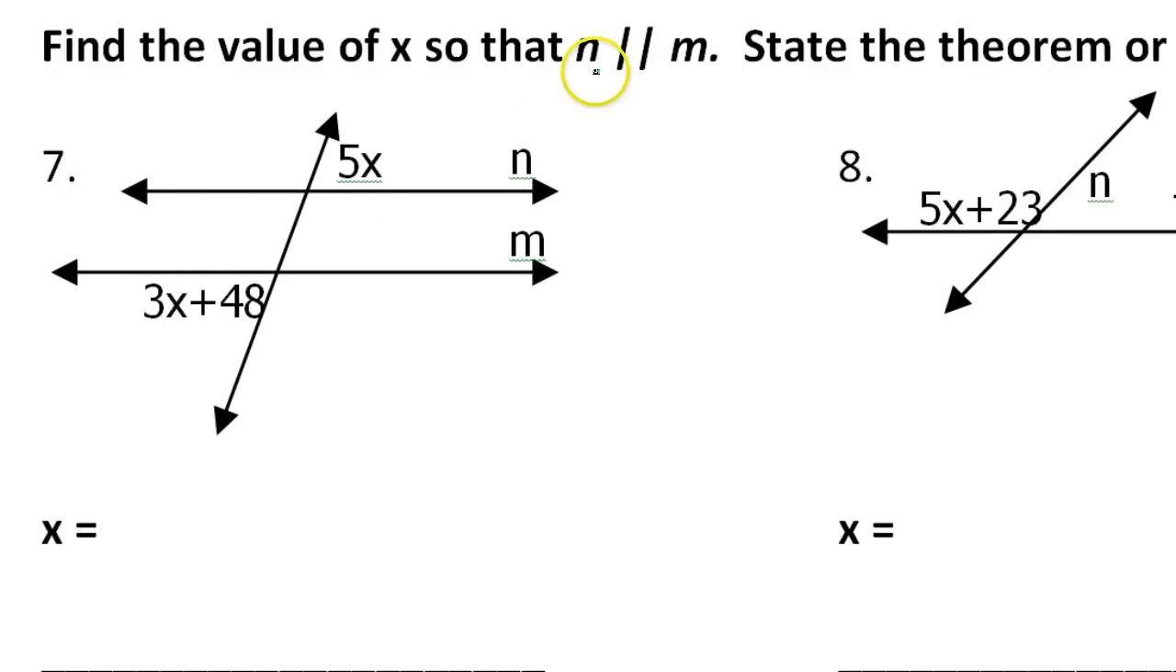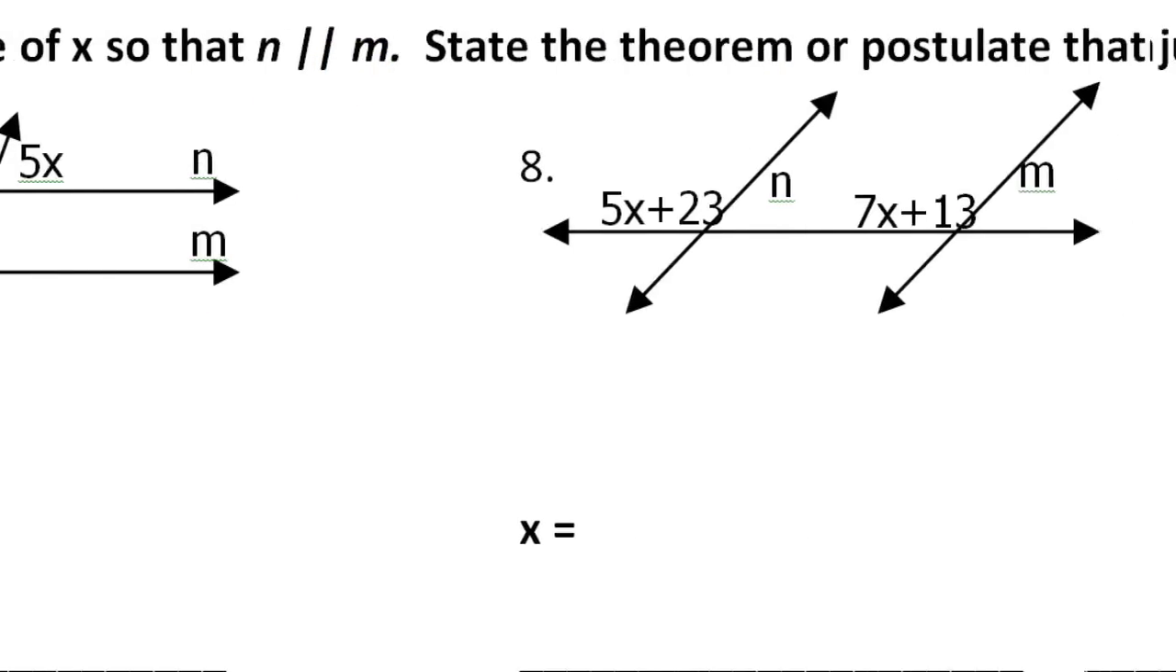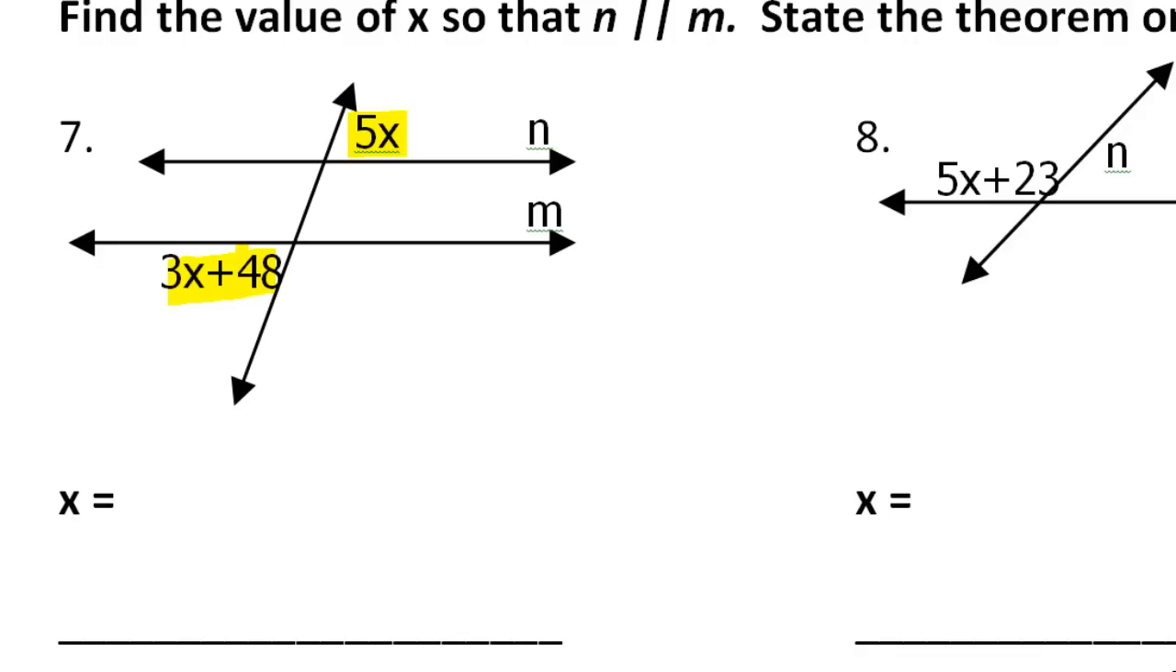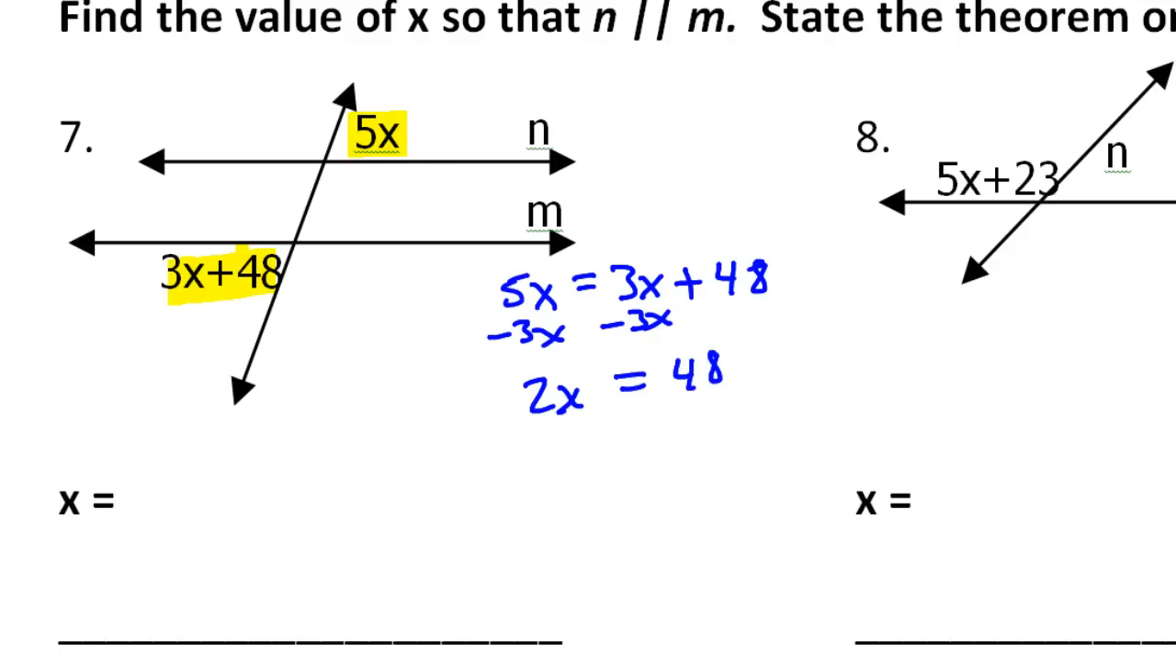Find the value of x so that n is parallel to m. Then once again we have to state the theorem or postulate that justifies. Well, these are once again alternate exterior angles. So these lines are only going to be parallel if the alternate exterior angles are congruent. That means we have a little equation to solve to find the appropriate x. 5x should equal 3x plus 48. Subtracting 3x from both sides gives us 2x equals 48. Dividing by 2 tells us that x is going to equal 24.